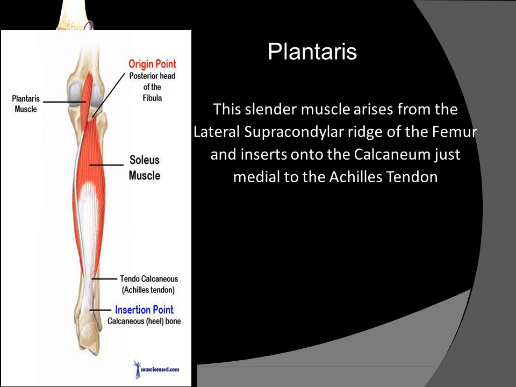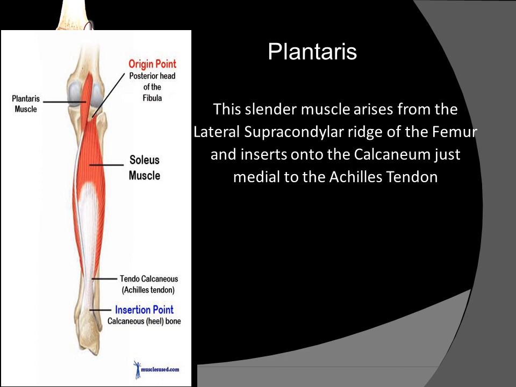So actually the plantaris is a vestigial muscle. It does not have much importance. Okay, it is absent in 5 to 10% of people, and it is a weak plantar flexor of the foot. Okay, it is a very weak plantar flexion of the foot that you have to remember. Okay, so this is about the plantaris.